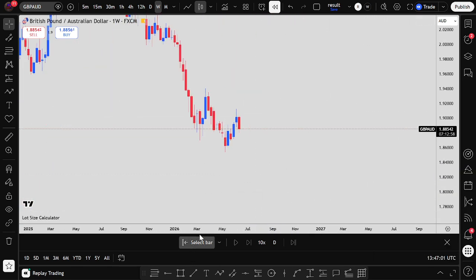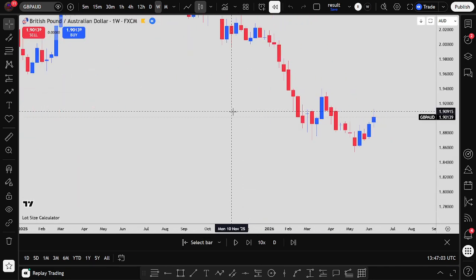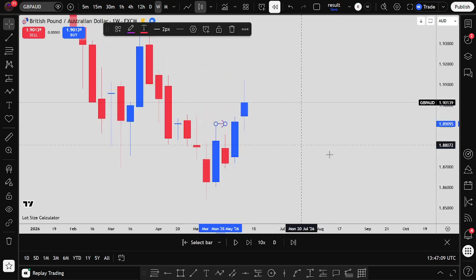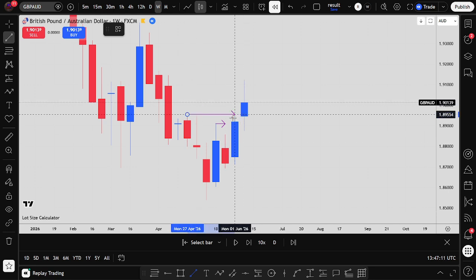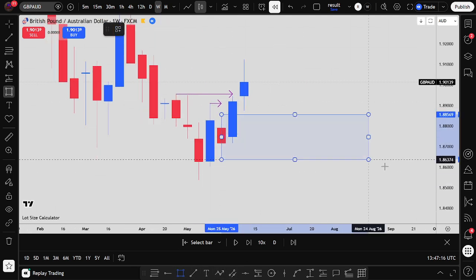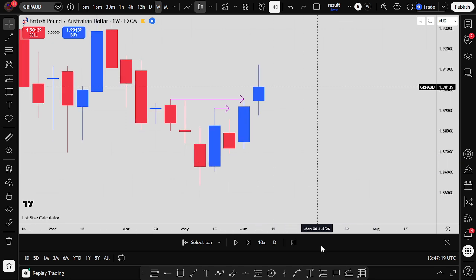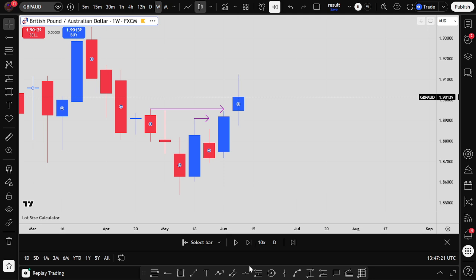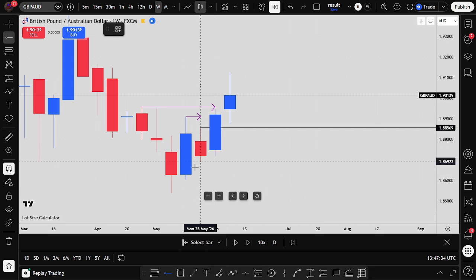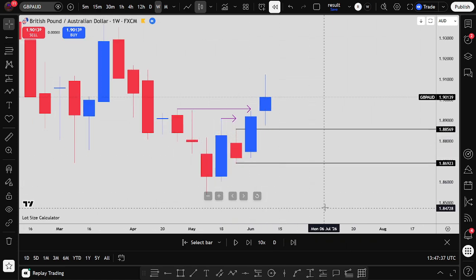You can see we have a normal break of structure over here, and then we have a shift over here, the shift, the change of direction. After that, you can see the candle that caused it. This red candle is a bullish order block, right? And it's engulfed by this bullish candle, right? This bullish candle.